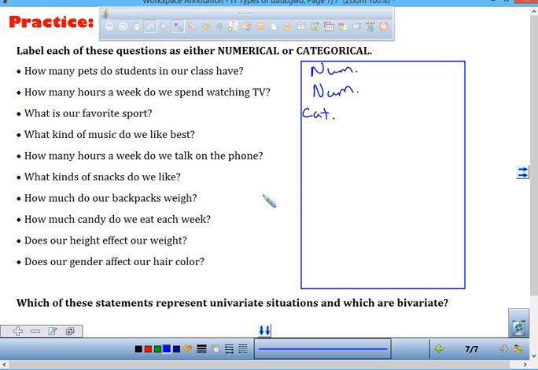What kind of music do you like best? How many hours a week do we talk on the phone? What kind of snacks do we like? How much do our backpacks weigh? How much candy do we eat each week? Does our height affect our weight? Categorical. And does our gender affect our hair color?